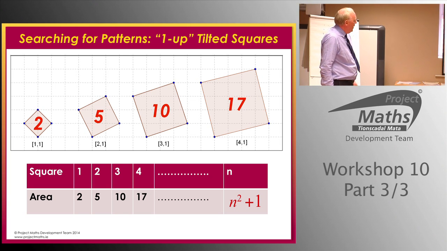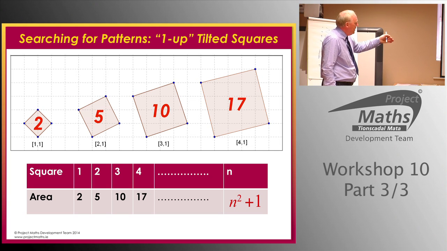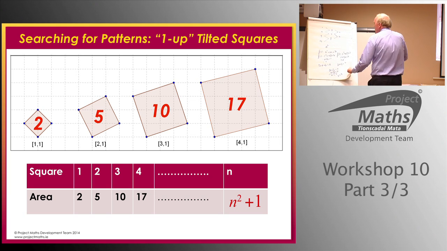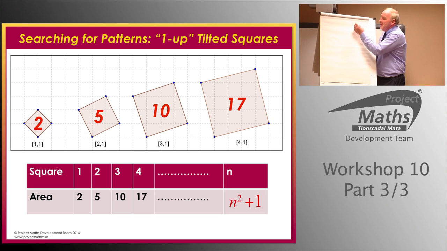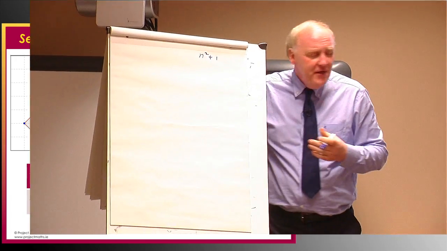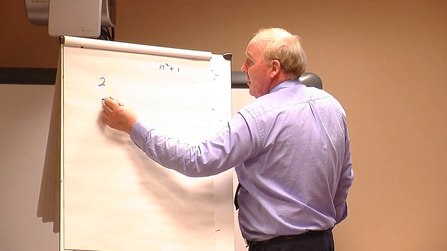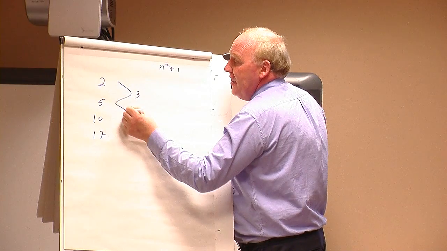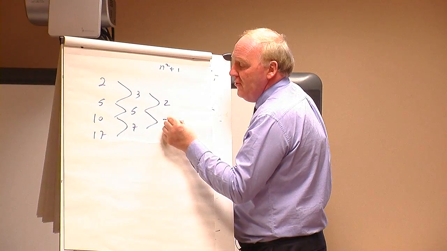1 along has area 2, then 2 along has an area of 5, 3 along has an area of 10, 4 along has an area of 17. So you're going with n squared plus 1, which of course is what it will be. Now again, if you just wanted to check, 2, 5, 10 and 17, we get 3, 5 and 7, and when we go to the second difference, we get our 2 again.